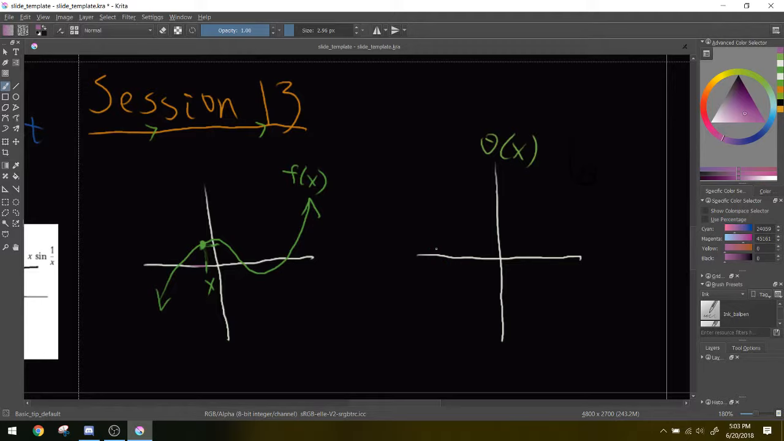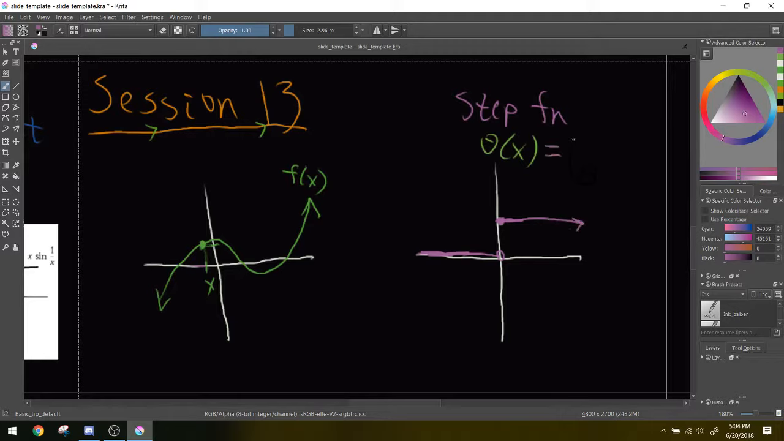One function that does not have that property is sometimes written theta of x, the Heaviside step function. So this is a step function. It's very important in physics. The step function is 0 for all negative values of x. It's 0, and then it jumps up to 1, and then it just stays 1 for all positive values of x.